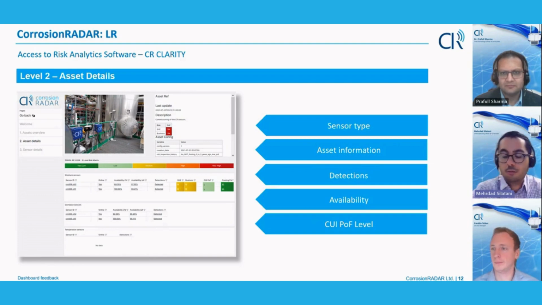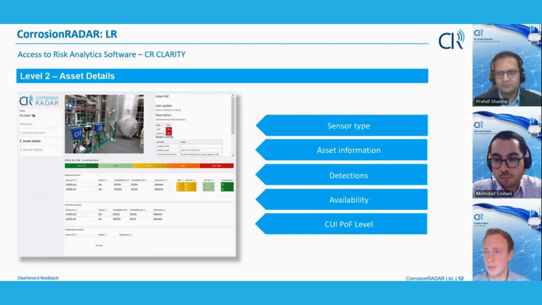And then you start looking at the detections. Have you had detections or not? And also the availability, and perhaps the most important part is the CUI probability of failure level, where POF stands for probability of failure, which is perhaps one of the key outputs of our system. Thanks, Mehrdad. The information from this dashboard feeds into the decision output, and our operators and customers can go and act on the data they receive from the CorrosionRADAR dashboard.